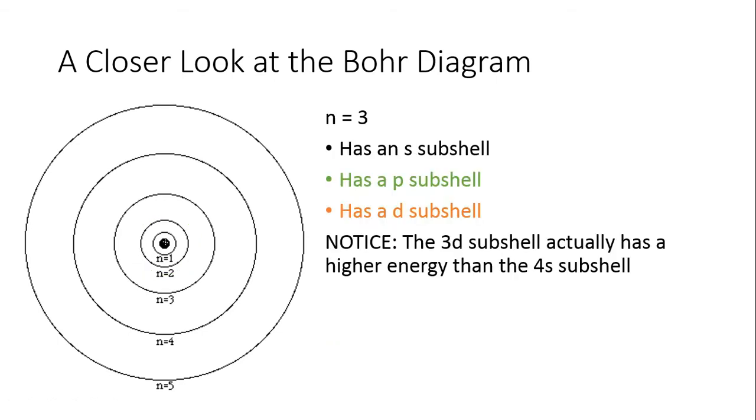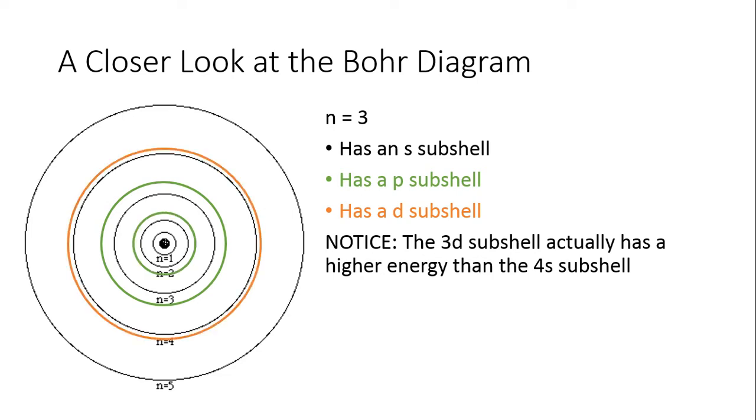In our n equals 3 energy level, there is an s subshell, represented by this black circle, a p subshell, represented by this green circle, and a d subshell, represented by this orange circle. Notice that the 3d subshell actually has a higher energy than the 4s subshell. So according to the Aufbau principle, the 4s subshell is going to fill before the 3d subshell fills, because electrons fill the lowest energy first.